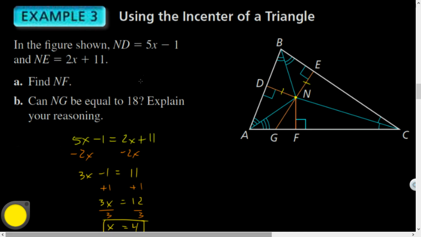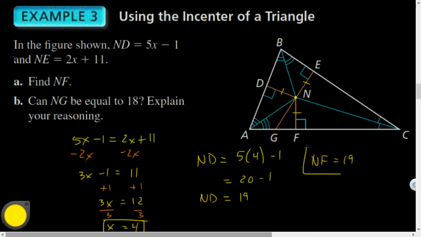So x equals 4. They said find NF. Well, NF is going to be the same as those guys. Those guys are not 4 units long. They are this many units long. So let's find out what ND is. ND is going to be 5 times 4 minus 1. So that's 20 minus 1, which is 19. And if ND is 19, then by the transitive property and definition of congruence, NF is also going to equal 19. Beautiful, beautiful. I love it.